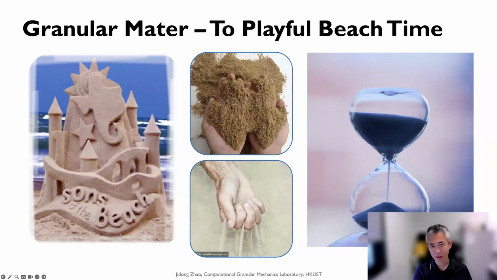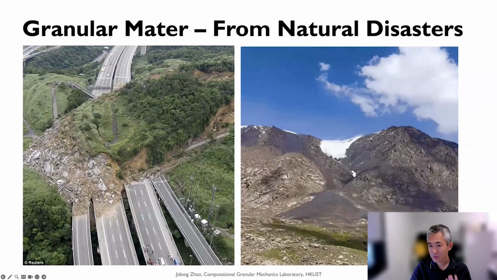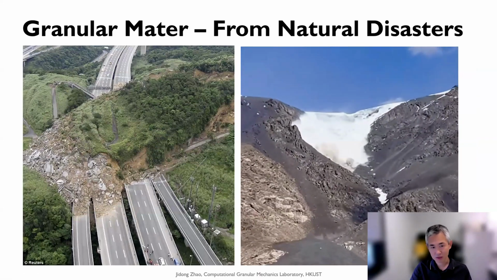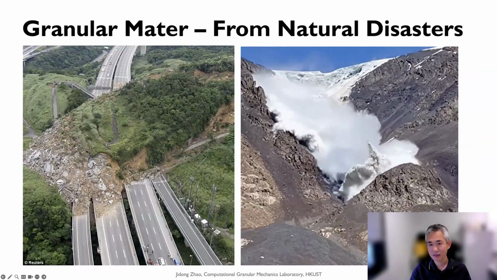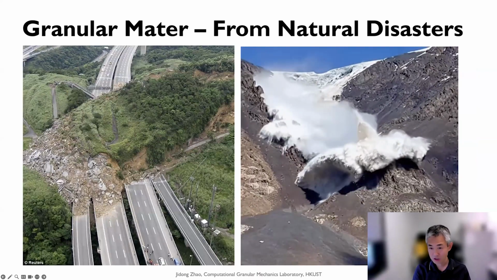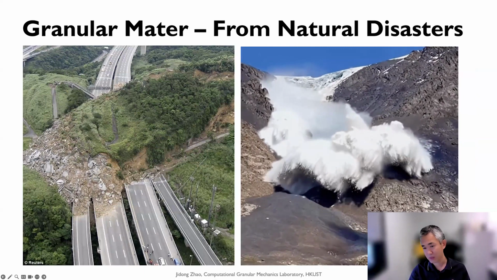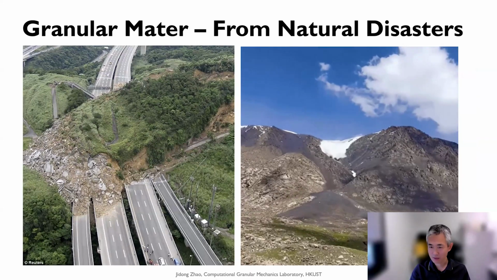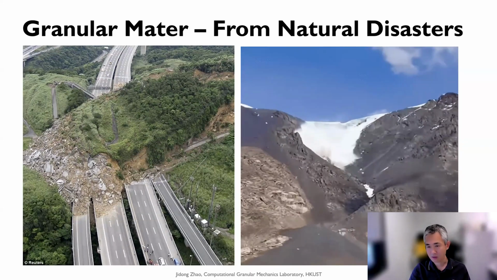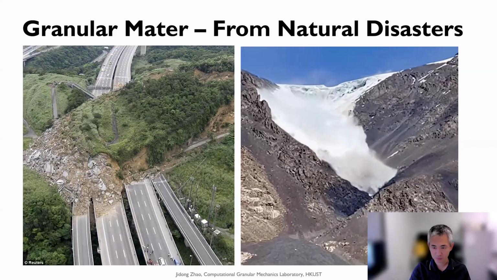We add a little bit of water, and then apparently a quite loose sand can stand tall as a sand castle. These are quite fascinating behaviors that we encounter here. Granular media can also be quite disastrous, as I showed on the left, a very large scale landslide that happened in Taiwan. On the right is a snow avalanche, and snow itself can also be considered a typical granular material. When such large scale landslides happen, they can cause disastrous consequences.